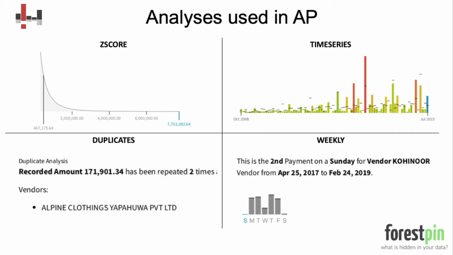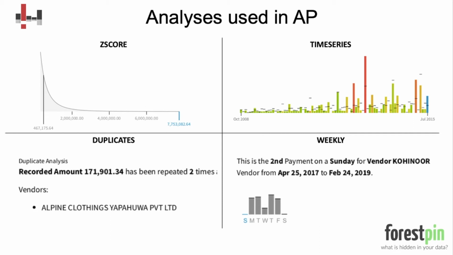The third test is the weekly test, which looks at transaction distribution within days of the week. Example, payments going out on a Sunday where the company is closed. The fourth test is the duplicates test, which allows us to identify value repetitions. Example, double posting of invoices or reposting to the wrong vendor.